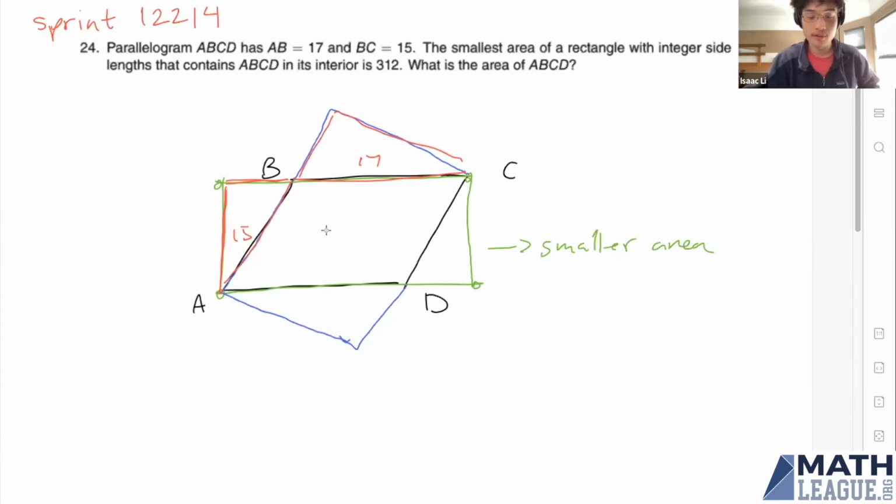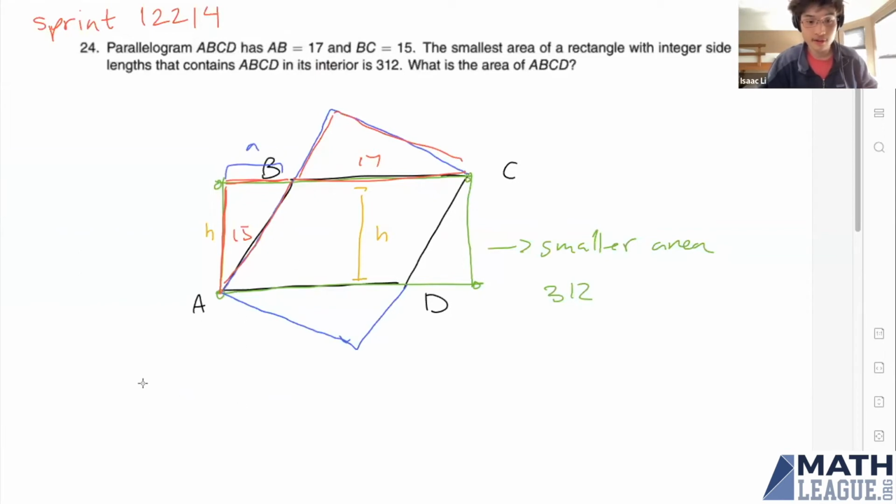Okay, so now that we know that, we are given that this rectangle has area 312. So how do we find the area of the parallelogram now? Well, to find the area of the parallelogram, what we have to do is find the height, which happens to be the height of the rectangle here. So this is the height that we want to find. We'll call it H. And this is H here. And let's call this length here A.